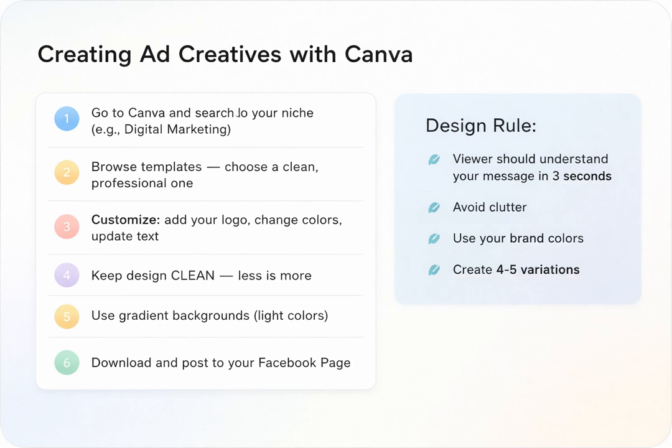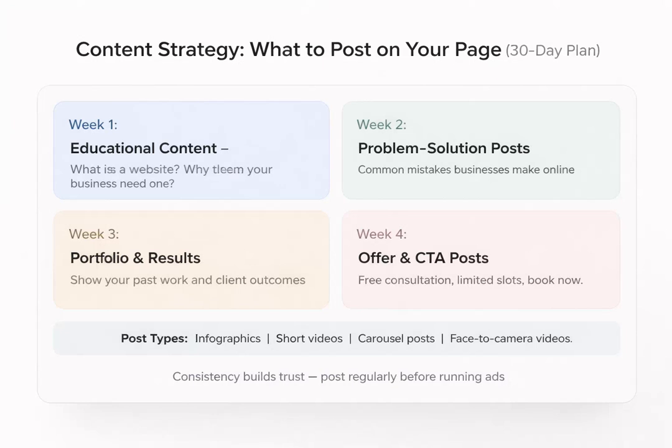The instructor's golden rule for design is this: a person should be able to look at your graphic and understand your message within 3 seconds. If it's cluttered or confusing, they'll scroll past it. Keep it clean, use light gradient backgrounds, and create 4 to 5 different variations so you can test which one performs best.